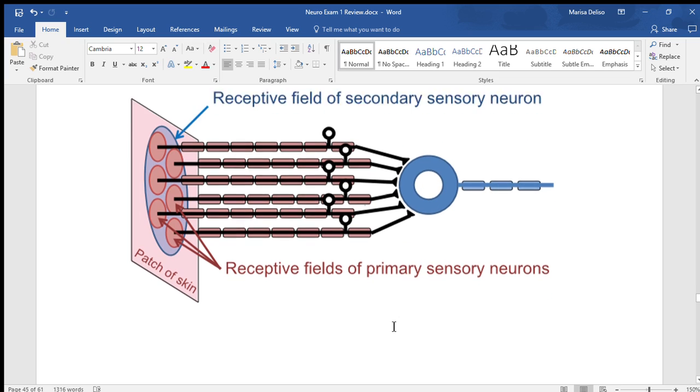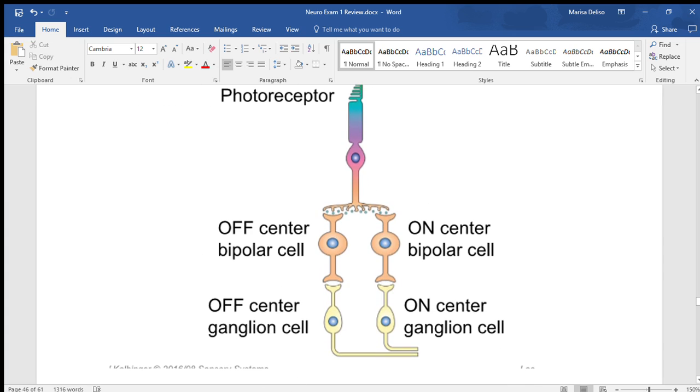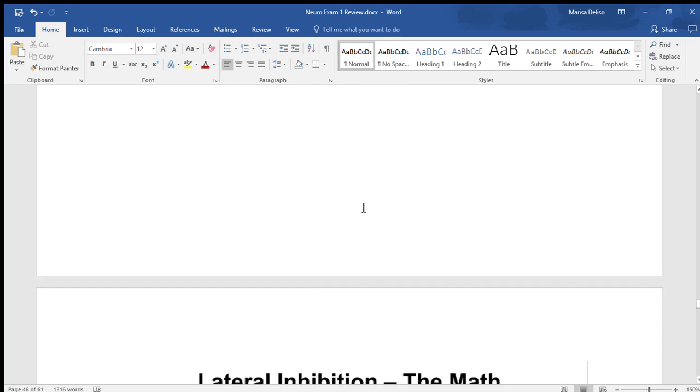As opposed to divergence, where this one guy is leading to multiple guys. You can tell I like simplicity. So this guy is my photoreceptor, and this is in the retina. This is an example of where we could see divergence: one stimulus going and telling a lot of different places what's happening. That's really the most they could ask you on that, just examples.